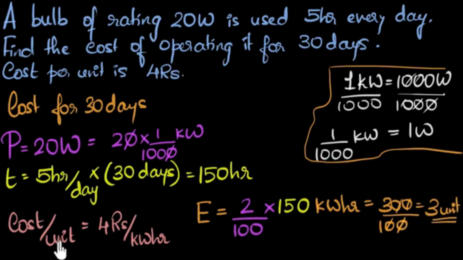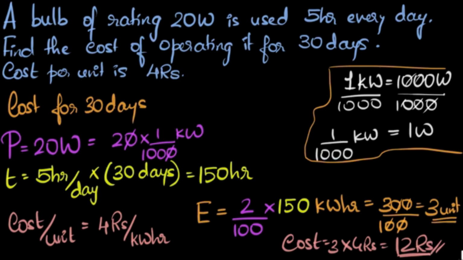And we know for each unit, we have to pay 4 rupees. So for 3 units, how much should we pay? Oh, for 3 units, we are going to pay 4 times 3, that is just 12 rupees. So the cost is going to be 3 times 4 rupees. That's going to be 12 rupees. And we have solved our problem.